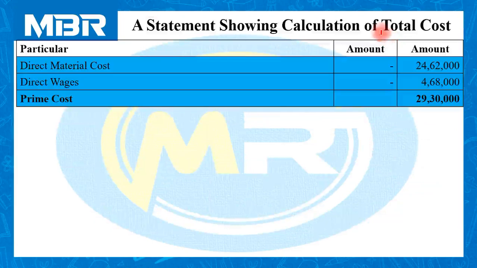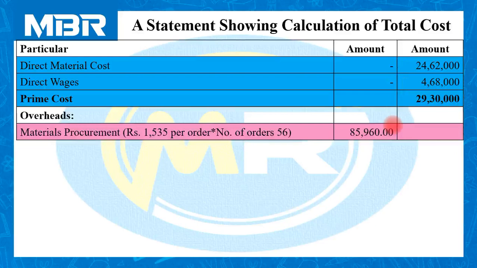Direct materials. The cost of direct material is rupees 24,62,000, which is ready-made given to us in our question. Direct wages 4,68,000. It is also given by the examiner to us in ready-made form. Other direct expenses are not given. So, the total of direct material cost and direct wages results in prime cost. And prime cost is rupees 29 lakhs 30,000. Now, we have to add overheads.